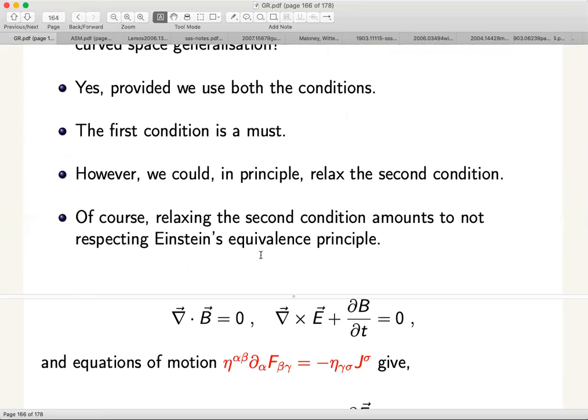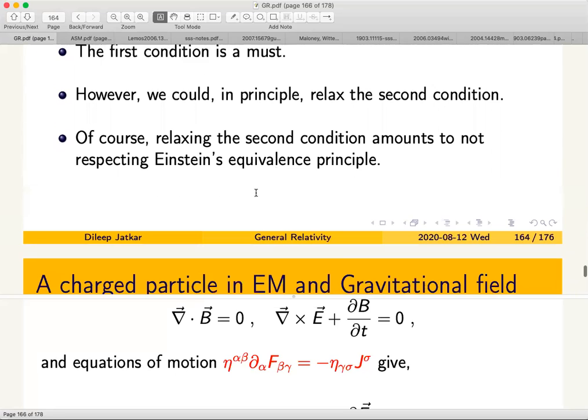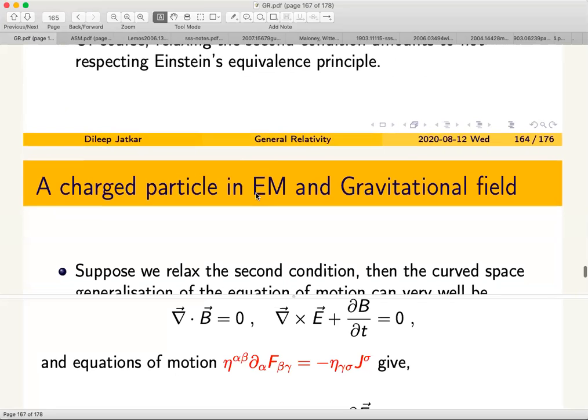So if we relax the second condition, that is, if we do not demand Einstein's equivalence principle, which later on I'll just call the equivalence principle and not keep writing Einstein's equivalence principle, but that's what we are talking about, then we could write down more general expressions.